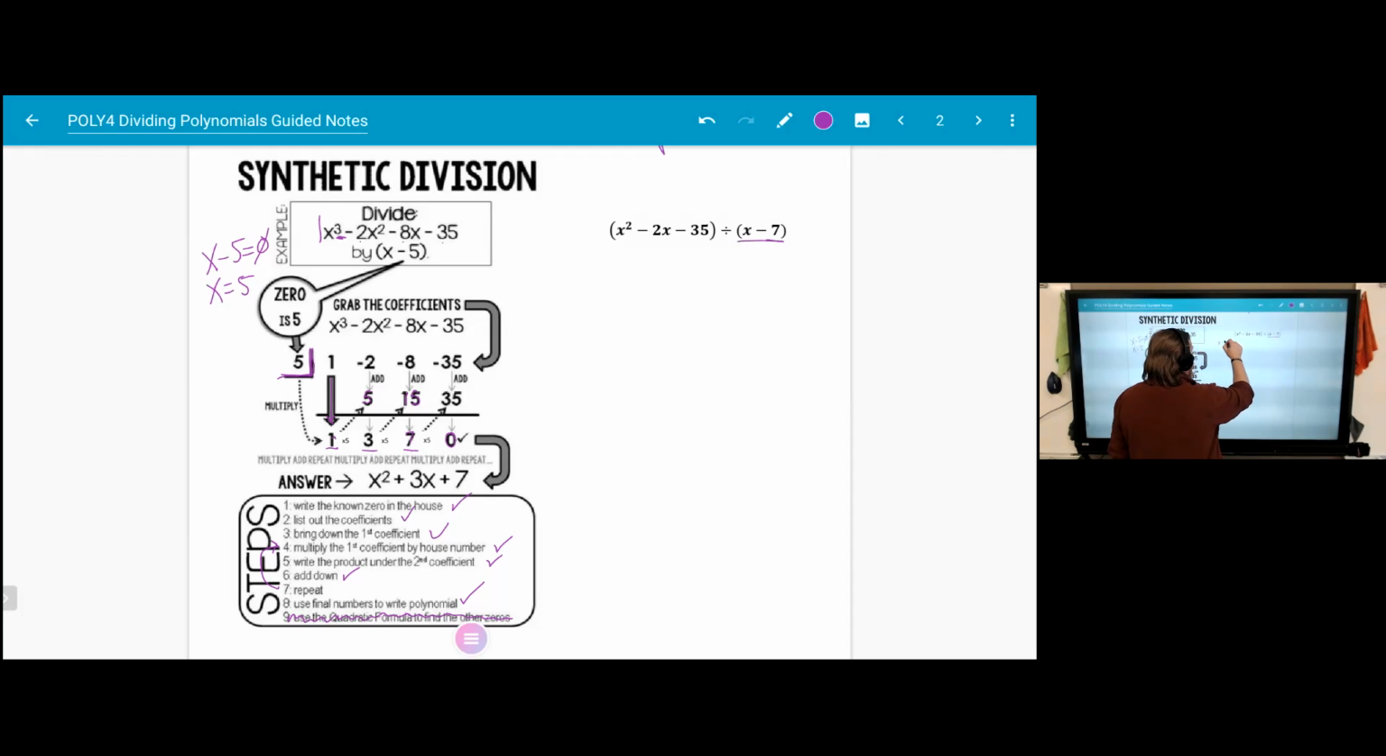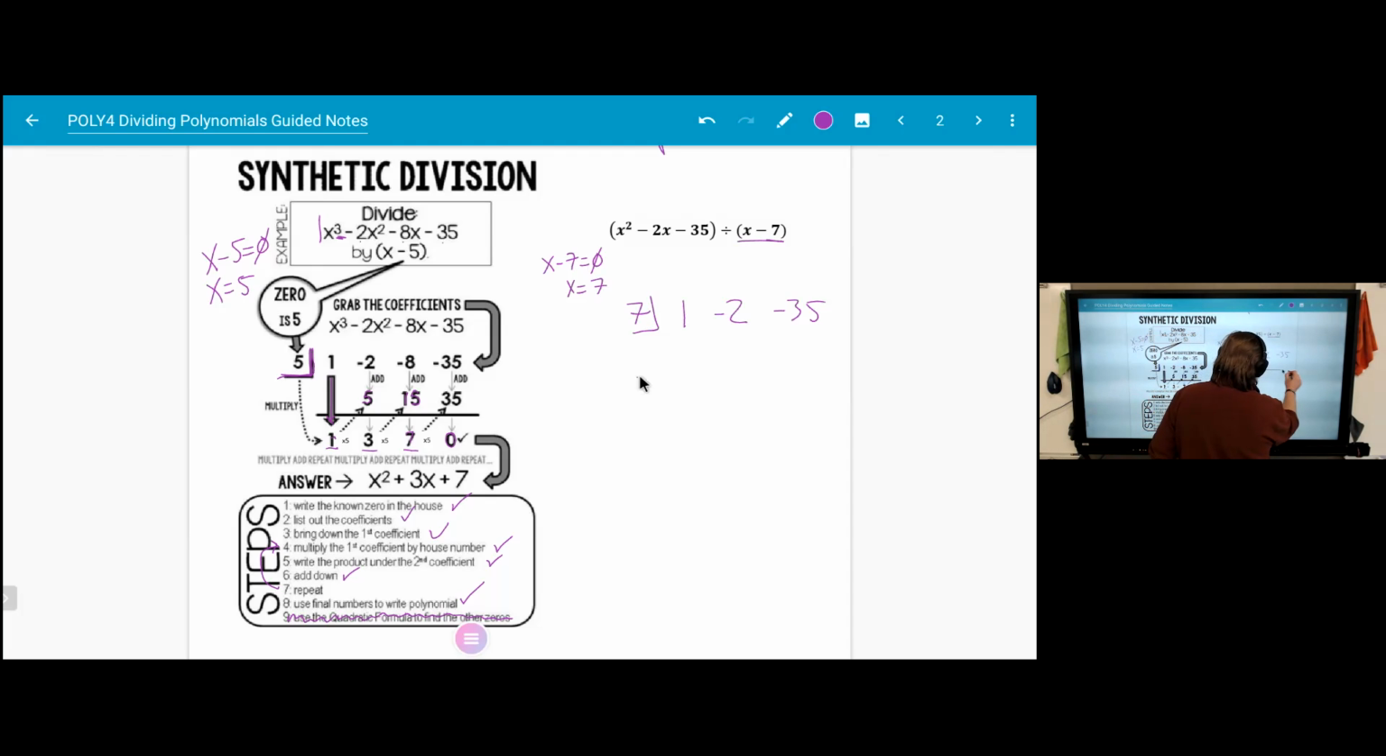X minus 7 equals 0, x equals 7. Put this in the house right there. Take my coefficients of the polynomial. I have 1x squared, -2x, and -35. I'm not missing any coefficients, so I don't have to put any 0 placeholders.